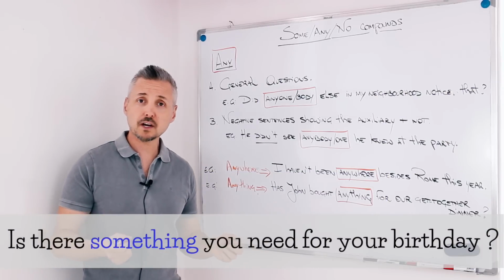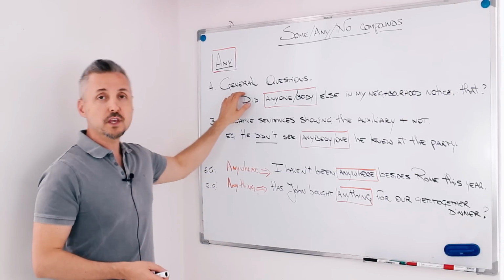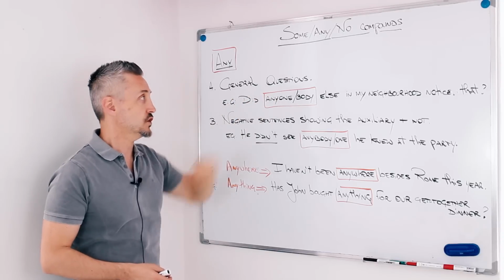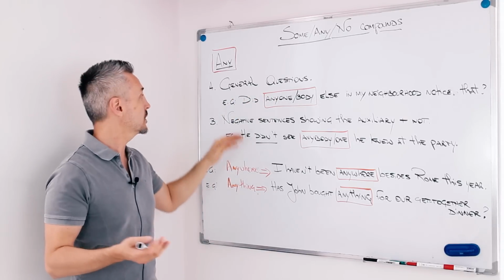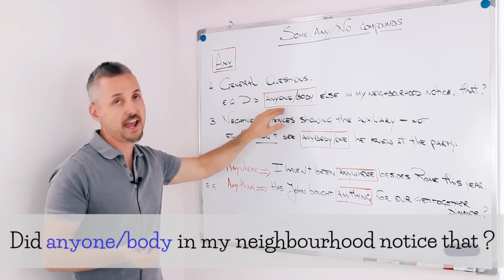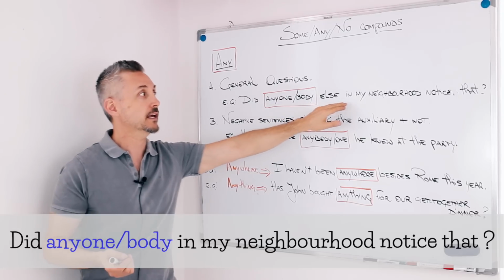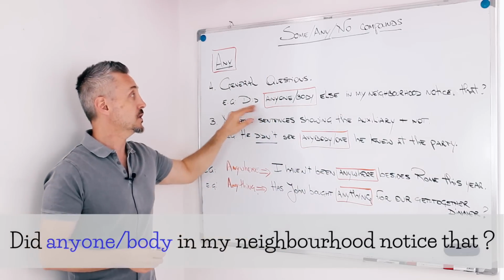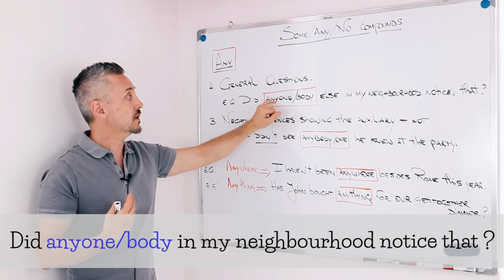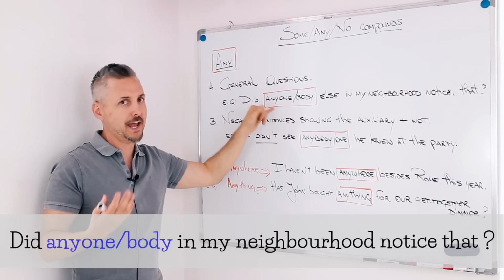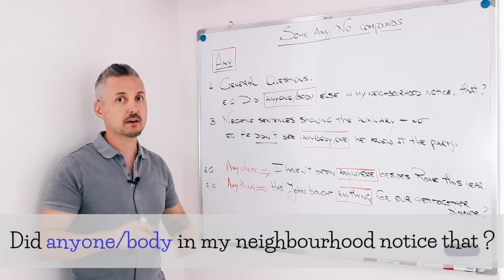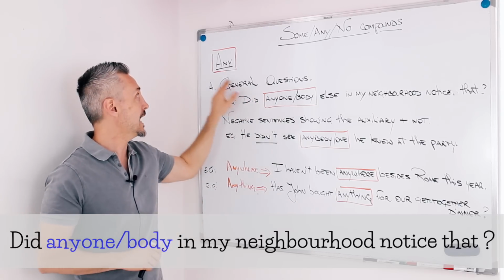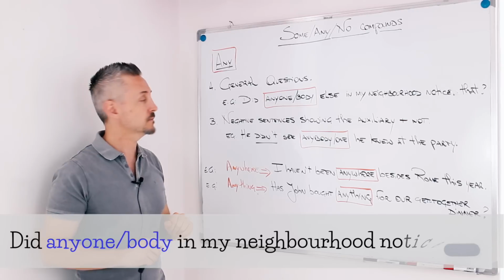So now we're going to talk about any. We use any for general questions. For example, did anyone or anybody else in my neighborhood notice that? Okay, so in this question that I asked, I used anybody or anyone. It's the same thing. So we use any for general questions.